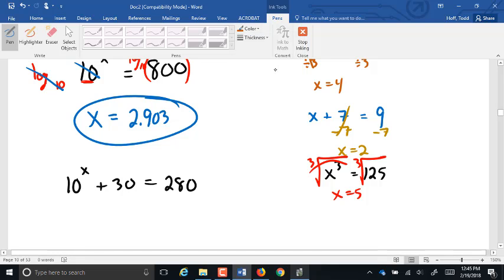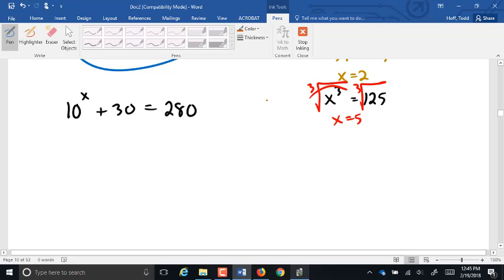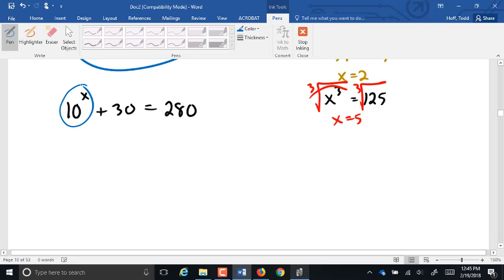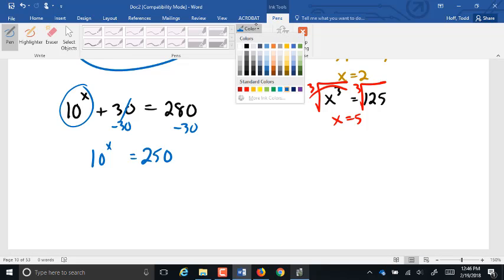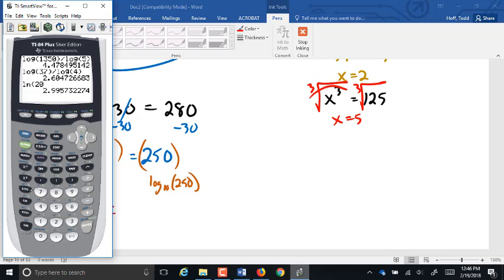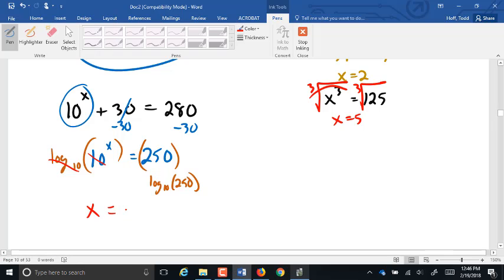So what would I do on something like this to solve it? Yeah, we have to isolate the exponential here. So we've got to get rid of the 30. Subtract 30. So we've got 10 to the x equals 250. Now what would we do? Yeah, log base 10, of course, to get rid of the 10. So the log base 10 and the 10 to the power of cancel out. Log of 250, 2.398. Very good.